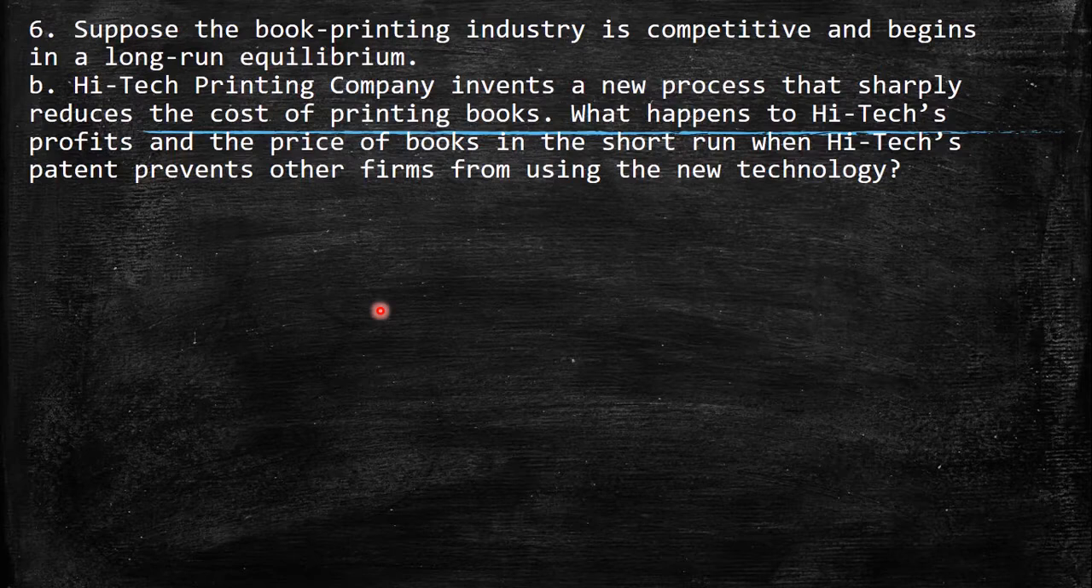High-tech printing company invents a new process that sharply reduces the cost of printing books. So here, what you can think about it is that your variable cost is going to reduce, but we are in the long run anyway, so the total cost is going to reduce. Okay, so what happens to high-tech's profits and the price of books in the short run when high-tech's patent prevents other firms from using the new technology?